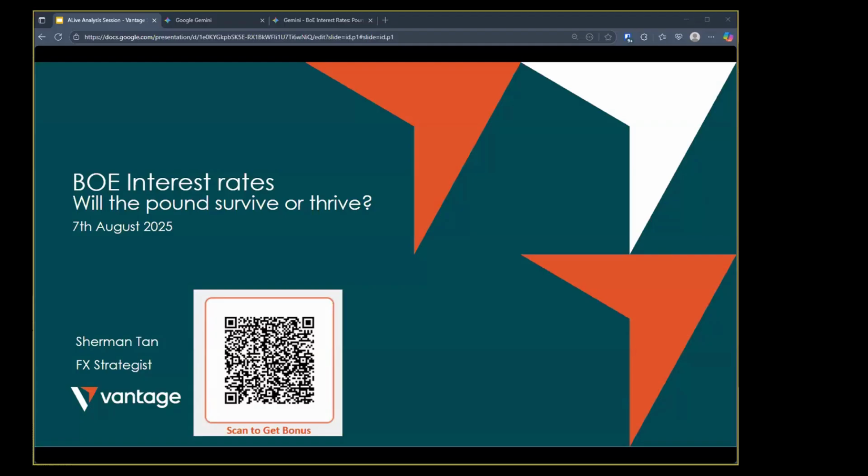Today we'll be looking at the Bank of England interest rates, and how that would affect the pound dollar pair. Then if we have enough time, we will look at probably the pound futures, with regards to the BoE interest rate decisions.